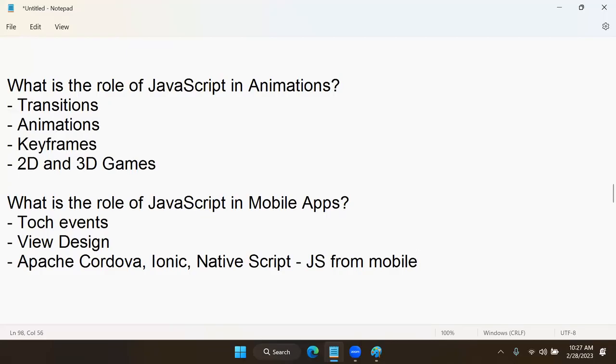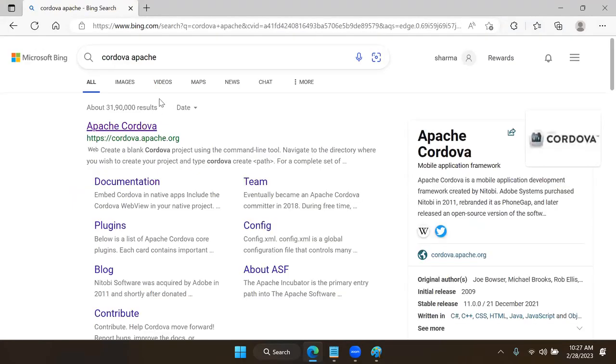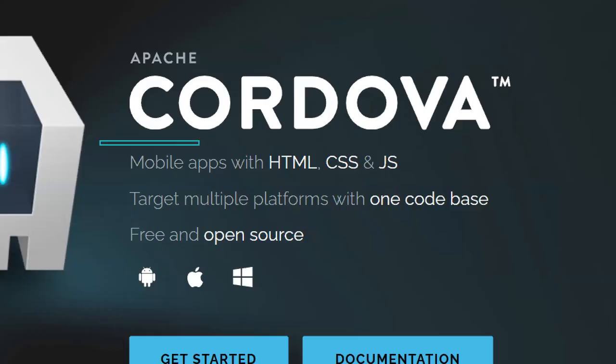For example, you see here Apache Cordova. This is the Apache Cordova site. And you can build mobile apps with HTML, CSS, and JavaScript. It is a framework used for building mobile apps. That means you can build applications for Android, iOS, and even Windows apps.